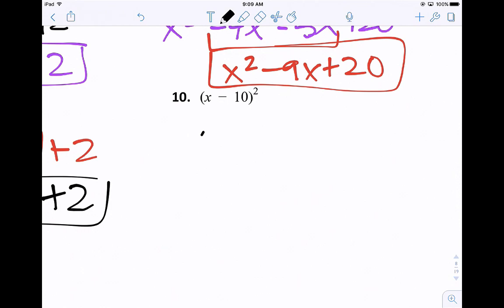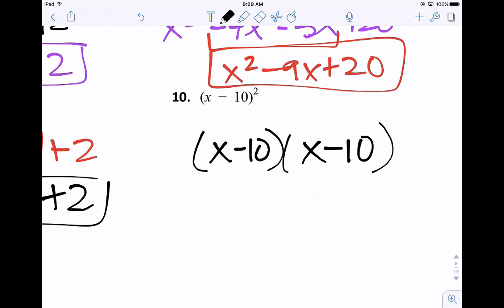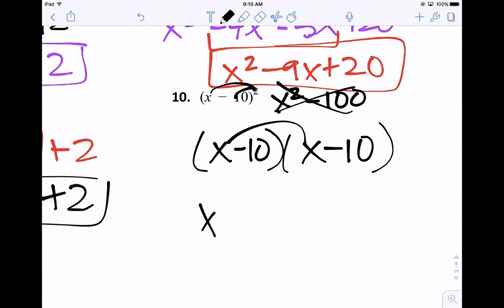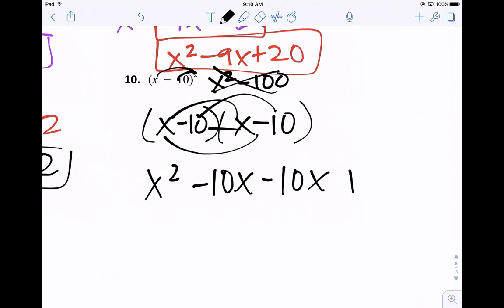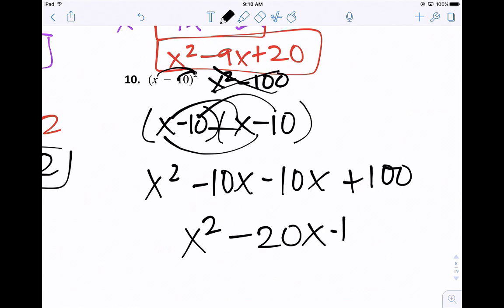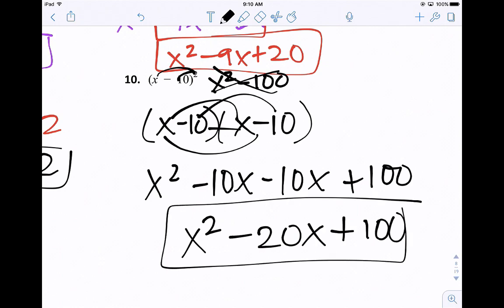And, oh, x minus 10, if you see it squared, it just means multiply by itself twice. You cannot write x squared minus 100. You can't just distribute, that's wrong. Let's try this. We get x squared minus 10x minus 10x plus 100. So our answer is x squared minus 20x plus 100. So you see why we can't just distribute. It's not x squared minus 100.